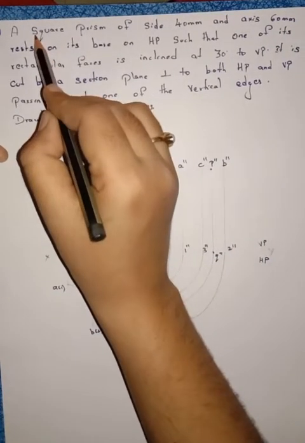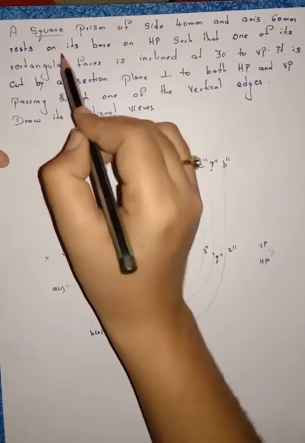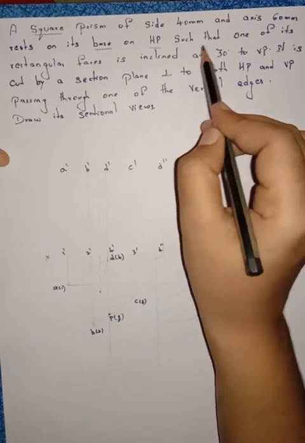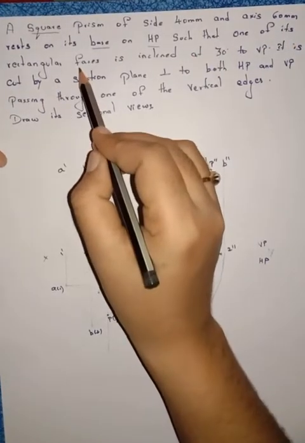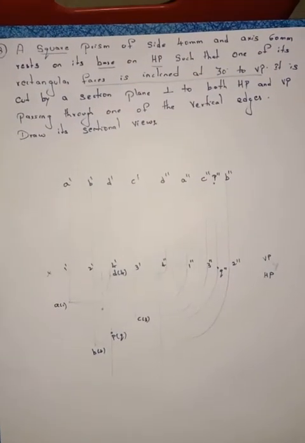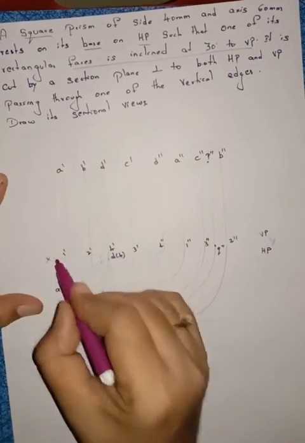What is the first part? Name of the polygon is square. Condition is base, where we have to start on HP. But he continued the question such that one of its faces is inclined at 30 degrees to VP. So how to construct this one?